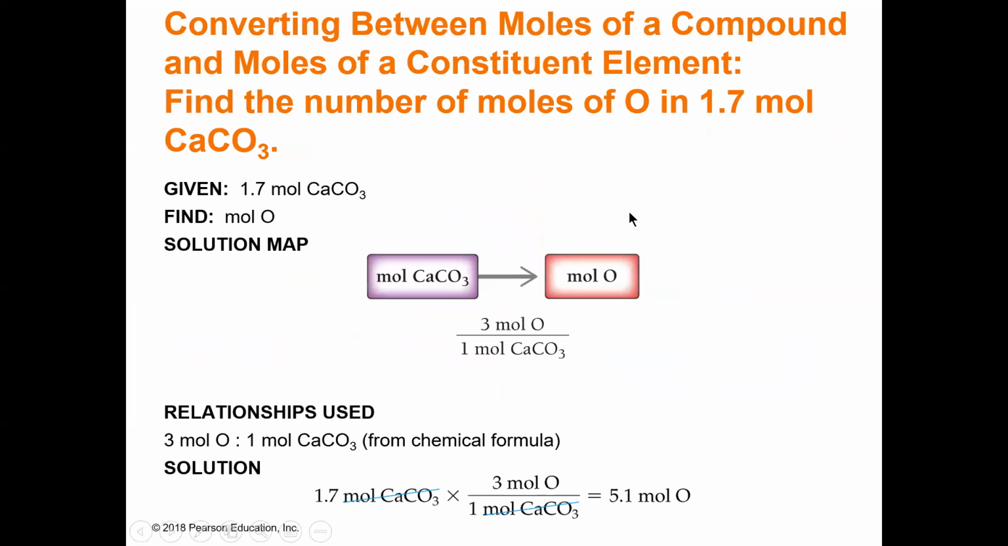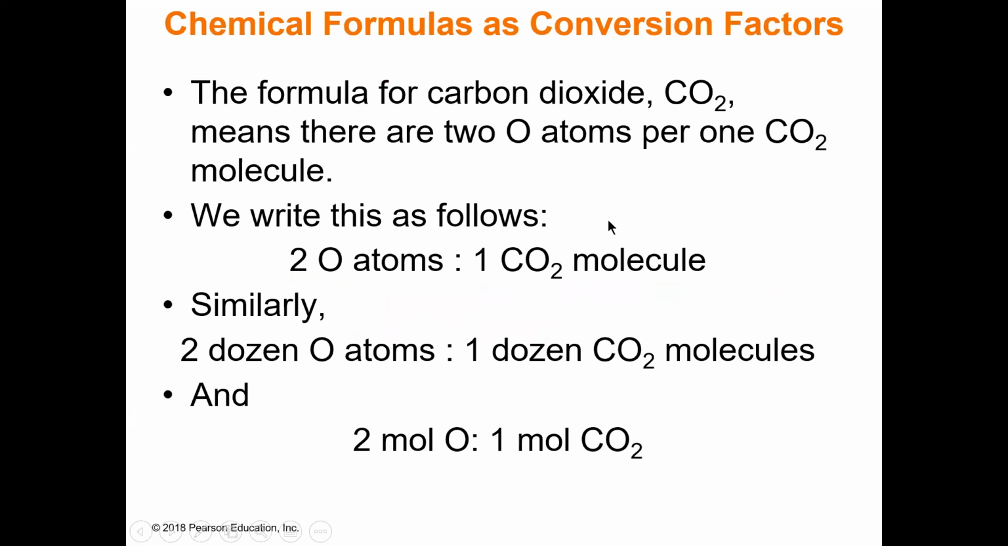Another way to look at that, if we're looking at, say, CO2, so if we have carbon dioxide, that's saying that for every 1 carbon dioxide, we get 2 oxygen atoms, right? 2 oxygen atoms for every 1 CO2 molecule. Again, you can have 2 of something within 1 of something larger. Similarly, we could have 2 dozen oxygen atoms for every 1 dozen CO2 molecules. And since the mole is our dozen on steroids, we can have 2 moles of oxygen within every 1 mole of CO2.